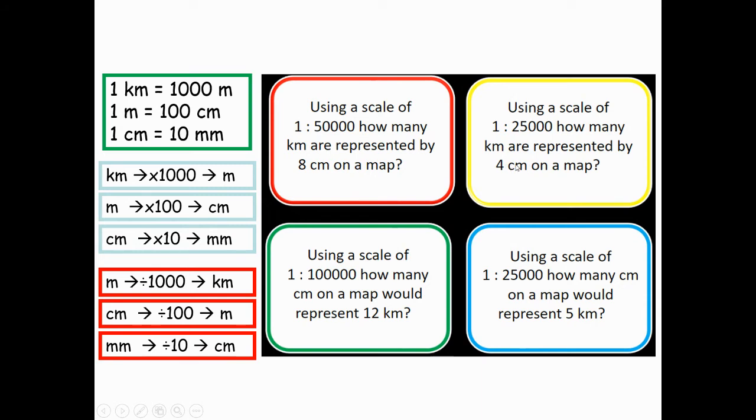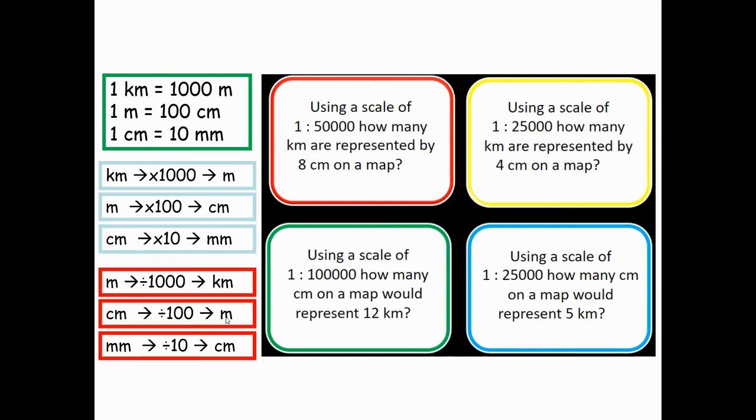So 4 centimeters on the map times by 25,000 is 100,000 centimeters in real life. So we've got to now turn the centimeters into kilometers. So centimeters to meters, let's divide by 100. That's 1,000. And meters to kilometers, divide by 1,000, which means it is going to be 1 kilometer in real life.